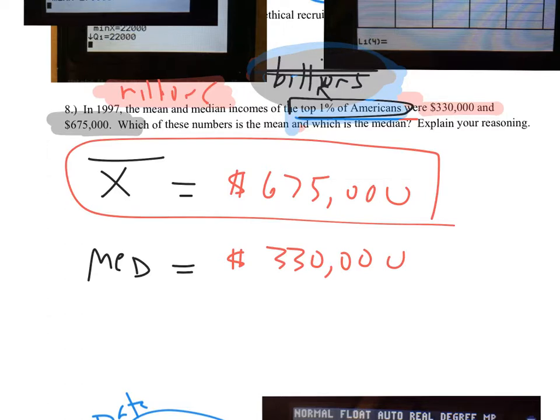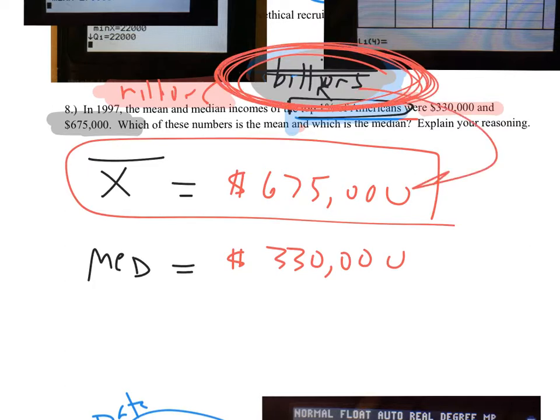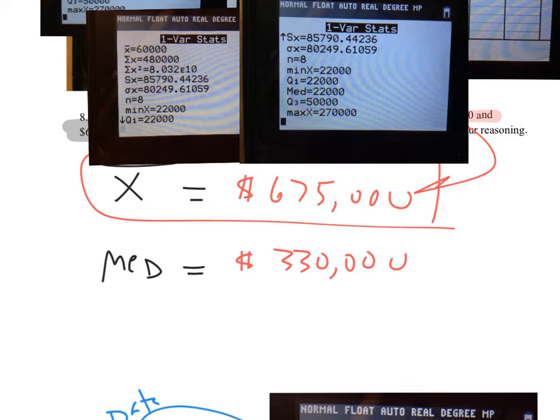Here, there's going to be a few very high outliers that are going to throw the average much, much higher. Just like in the last question that we did, the average was much, much higher than the median because of that one owner making 270,000. So that one very high outlier made the average jump up much more than the median.